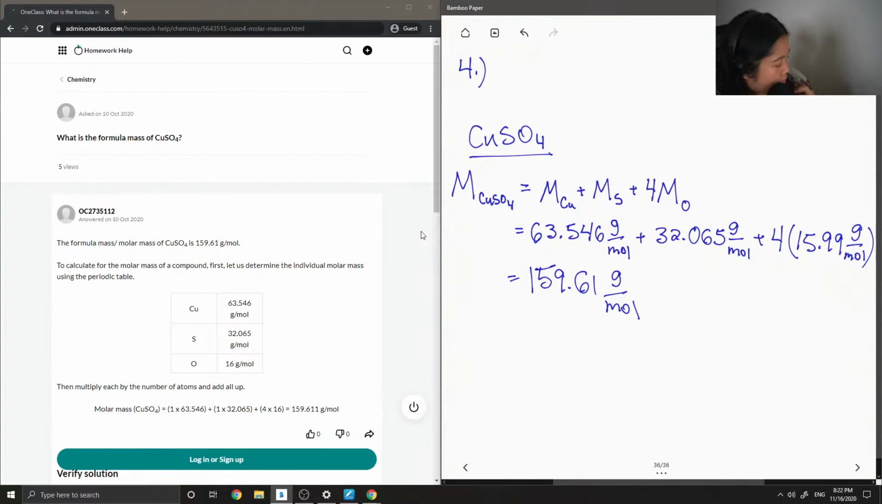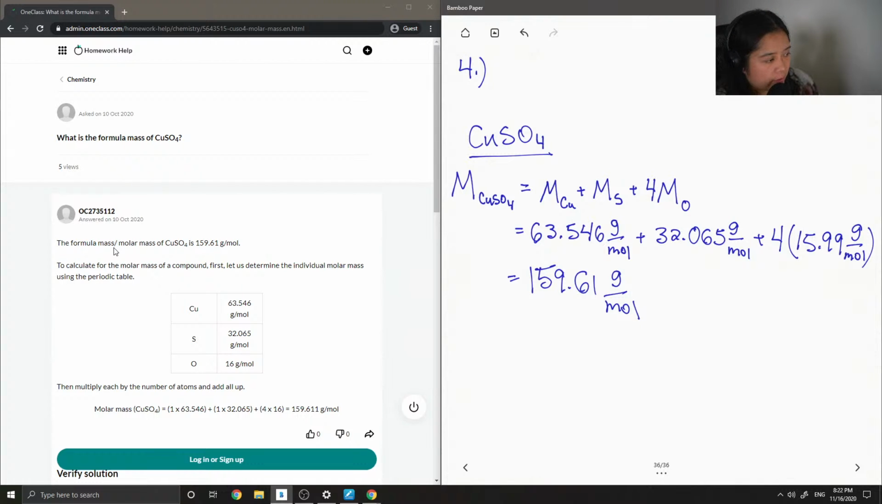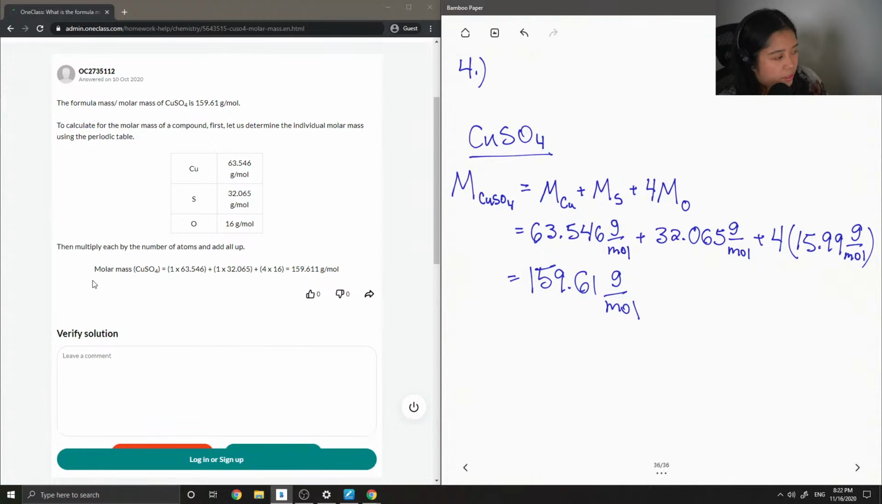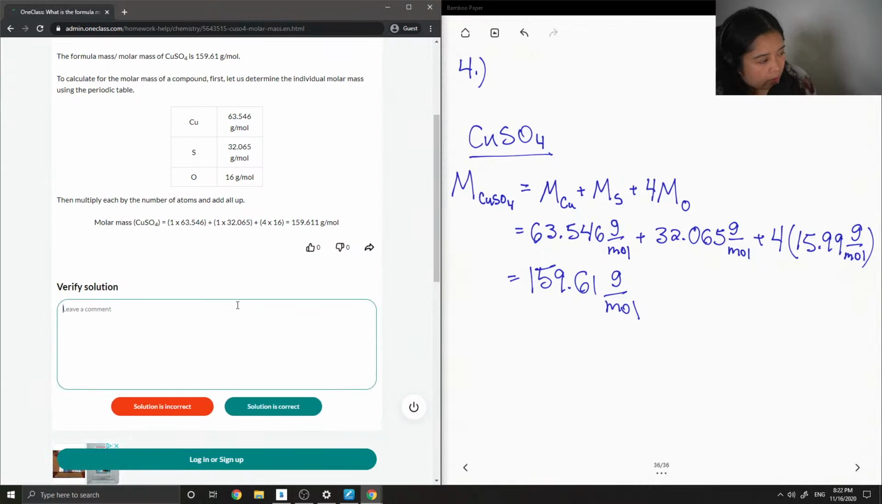Okay, so let's see what the junior tutor said. Formula mass / molar mass of copper sulfate is 159.61. To calculate the molar mass of a compound, first let us determine the individual molar mass using the periodic table. Okay, so they showed copper, sulfur, and oxygen's molar masses. Then multiply each by the number of atoms and add all up. Yep. So I can verify that this solution is correct.